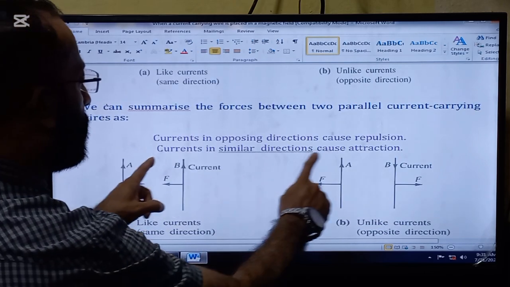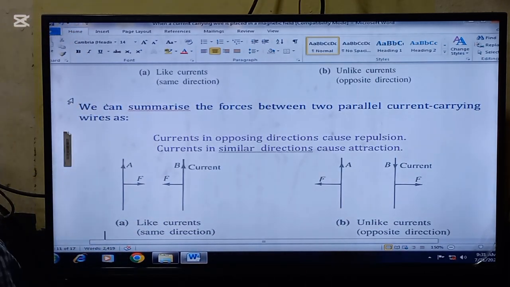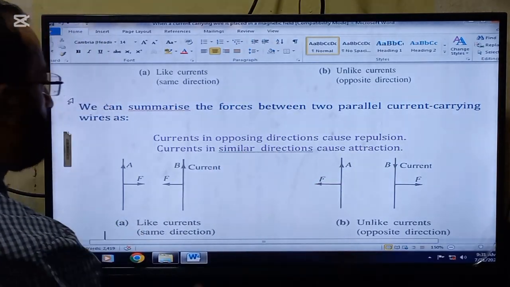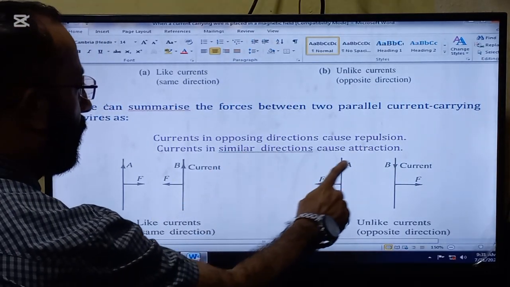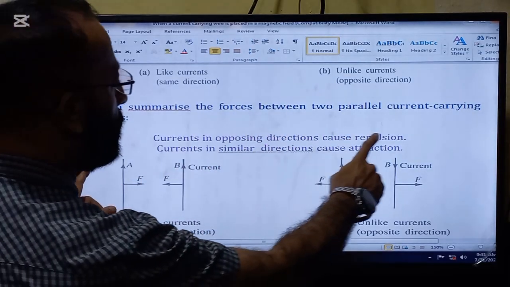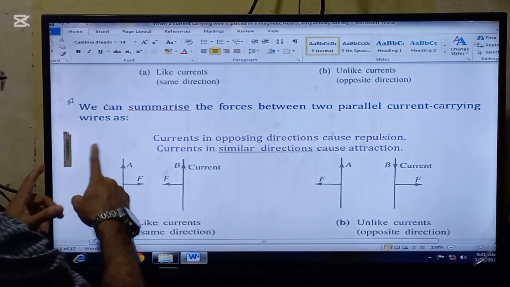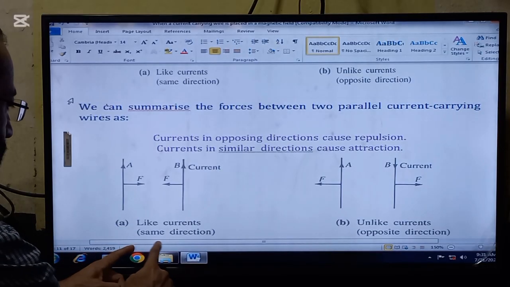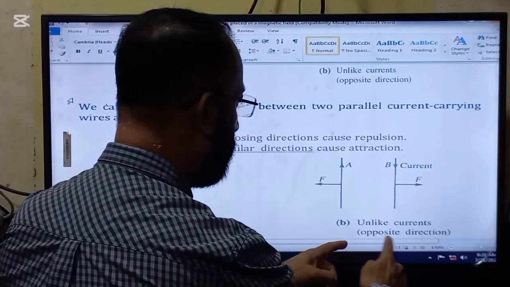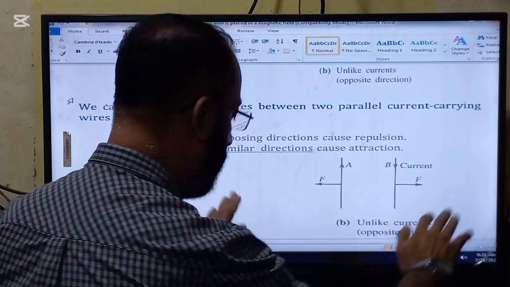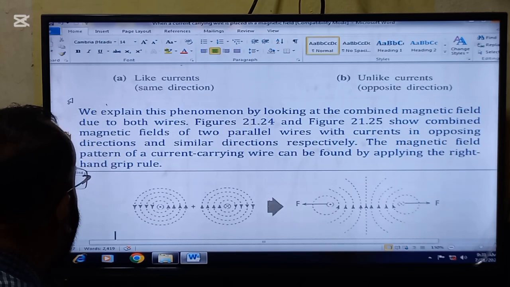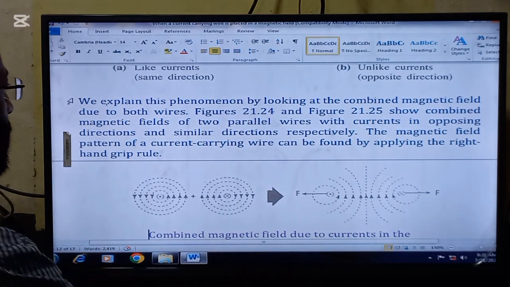So here is the concept that is in purple color. Currents in opposing directions cause repulsion, and currents in similar directions cause attraction. We can summarize the forces between two parallel current carrying wires as: like currents, same direction, will attract. Unlike currents, opposing direction, will repel. Okay, we explain this.